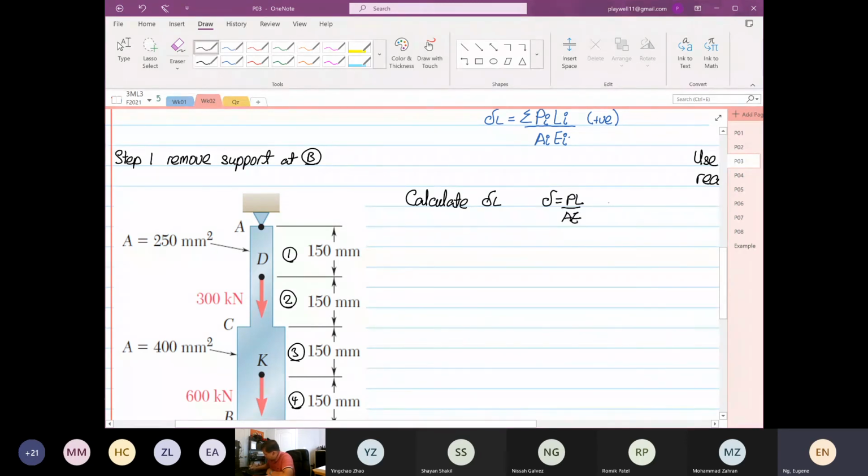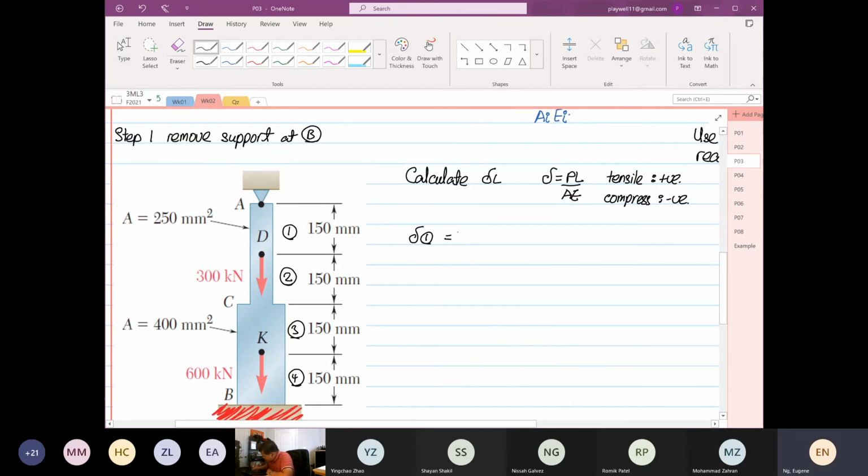And we also know that tensile is positive, compression is negative. Okay, so from here we calculate deflection of 1. So deflection of 1 is going to sense the 300 and the 600. So this is equal to 300 times 10 to the power 3 plus 600 times 10. Why is it plus? It is going to induce a tension.